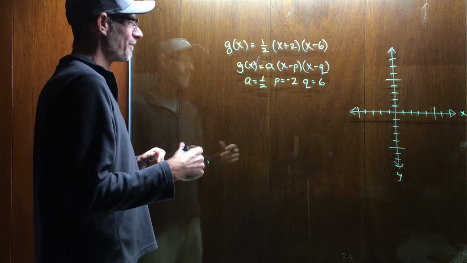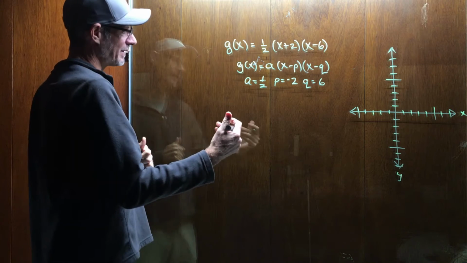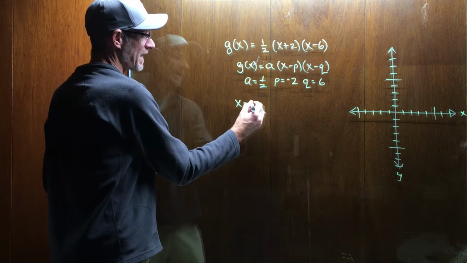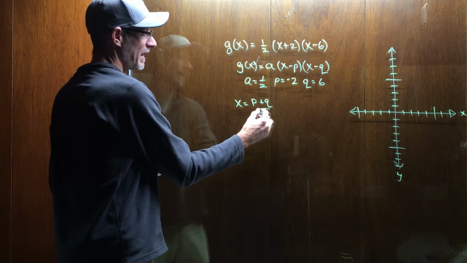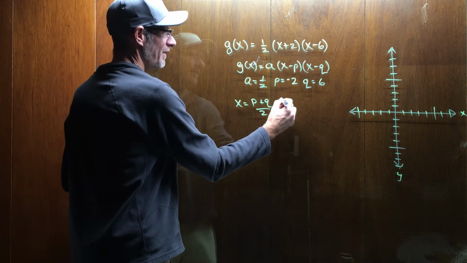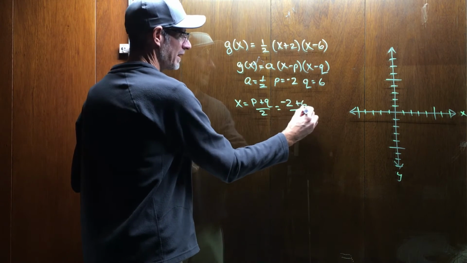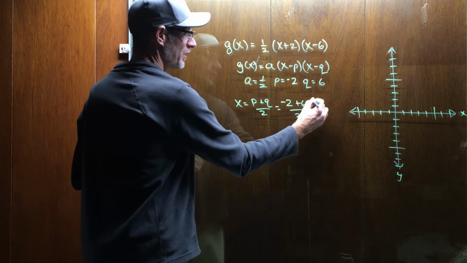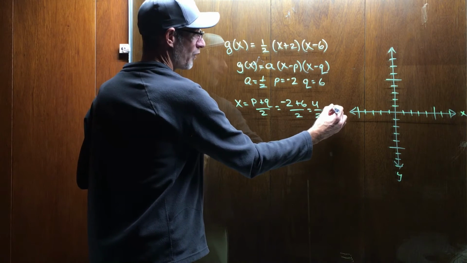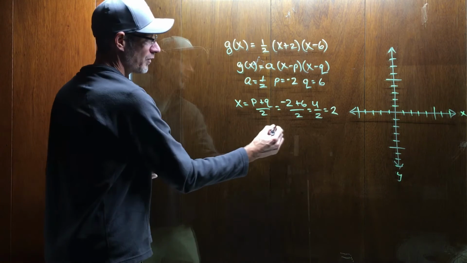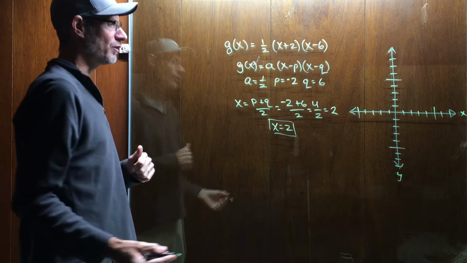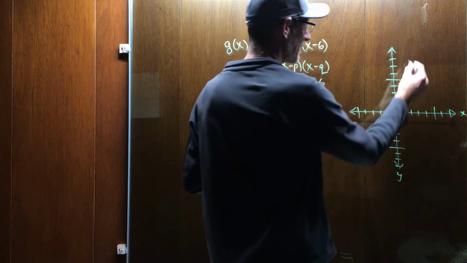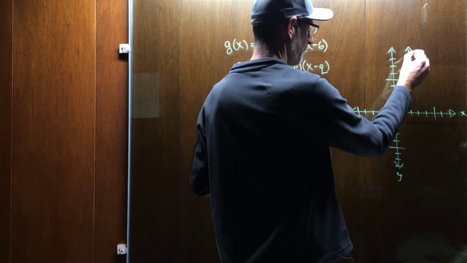To begin with, I'm going to find the axis of symmetry. To find the axis of symmetry, you have to add the x-coordinates and divide by 2. So I'll have -2 plus 6 divided by 2, which is 4 over 2, and 4 divided by 2 is 2. So our axis of symmetry is at x equals 2. If I draw that in, our axis of symmetry will look like this.